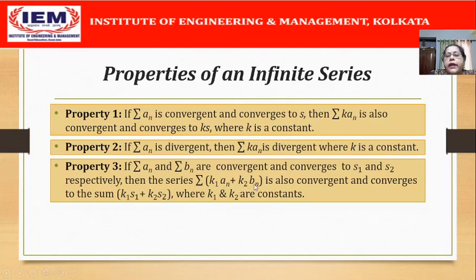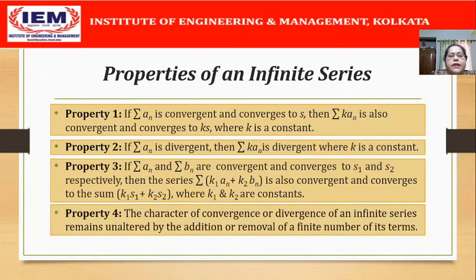Similarly, summation k2 bn is also convergent. And now what it says is that if we are adding up two convergent series, then the sum will also be convergent, and the sum will be simply given by the sums of the individual series.